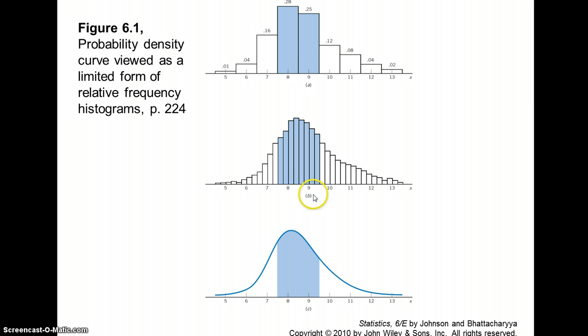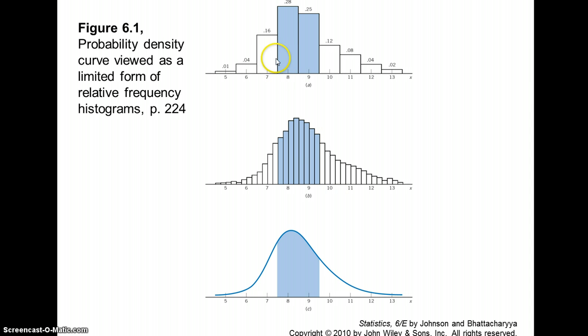Okay, so if we compare them, you can see the curve is closer to the histogram. If we just imagine we have more and more intervals, but this one has fewer intervals, so we only have a few. And so if we get more and more intervals, we have more and more bars, and then we eventually get a curve.